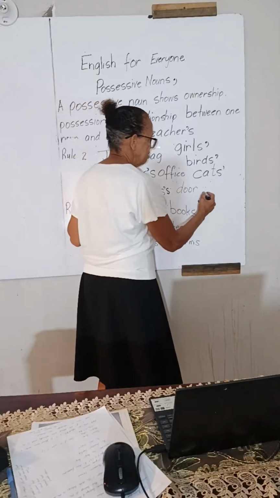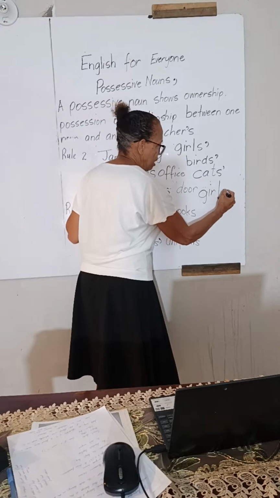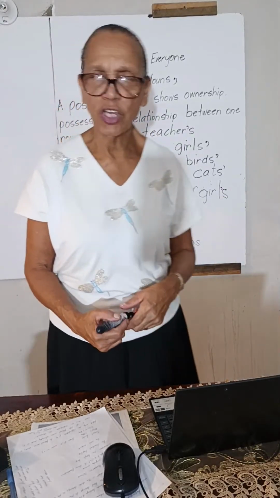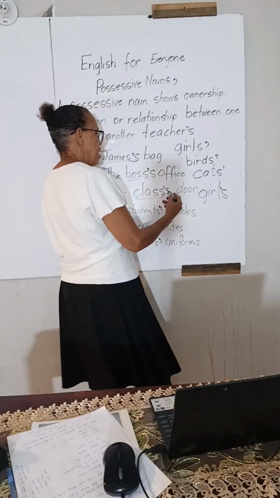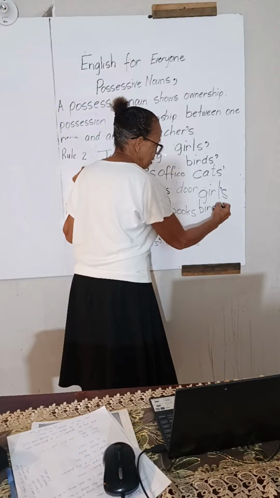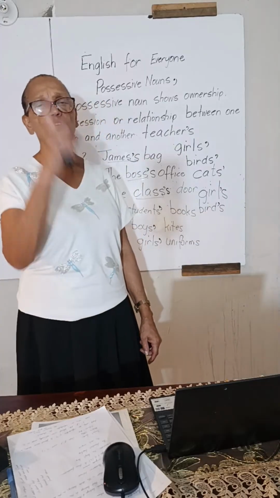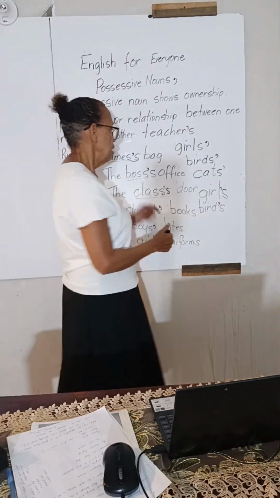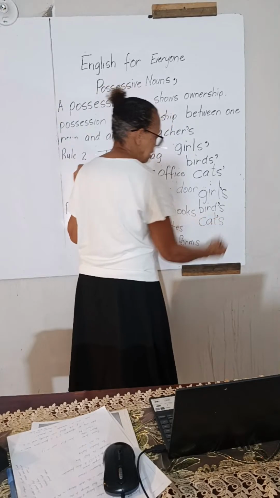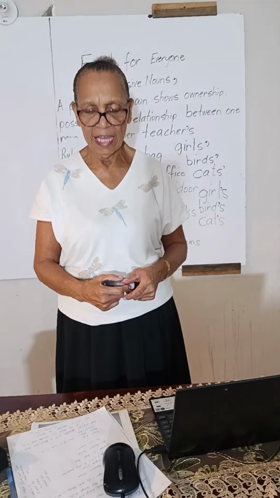Now, if I see girl, and the apostrophe is on the inside between the L and the S, I know they're talking about one girl. If I see the word birds, and I see the apostrophe between the D and the S, I know that they're talking about one bird. If I see the word cats, and I see the apostrophe on the inside, I know that they are talking about one cat.